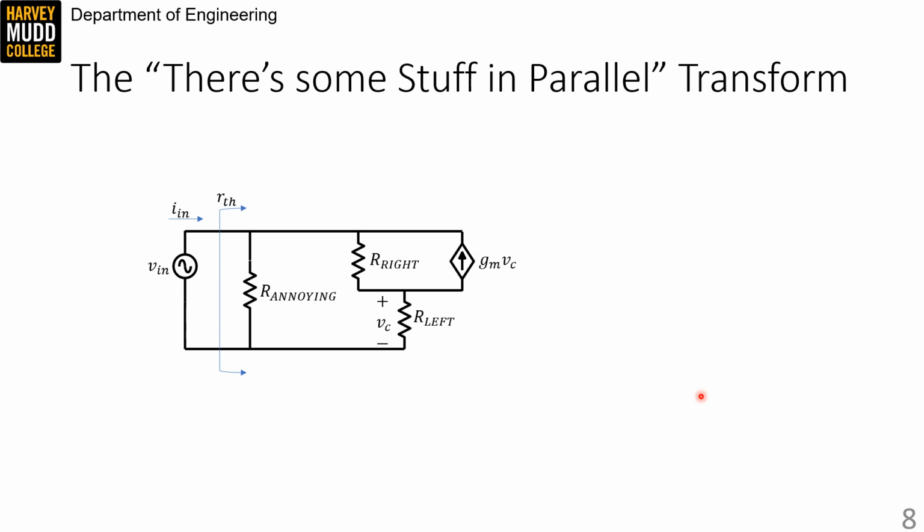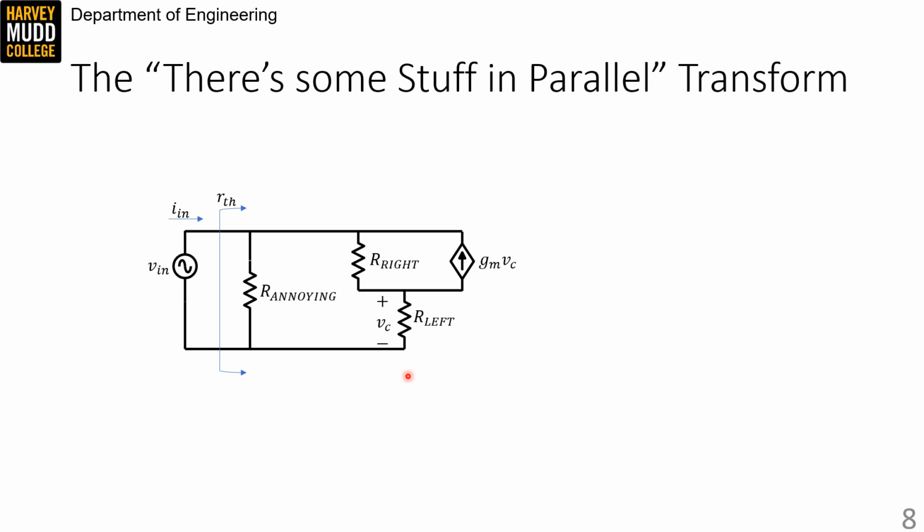The first transform we're going to talk about is useful when an annoying element is in parallel with an otherwise appealing looking small signal model. I've drawn a circuit above that looks like an annoying resistor in parallel with an otherwise super reasonable R left model. So we could just use the Thevenin resistance we know for this if the annoying resistor weren't there.